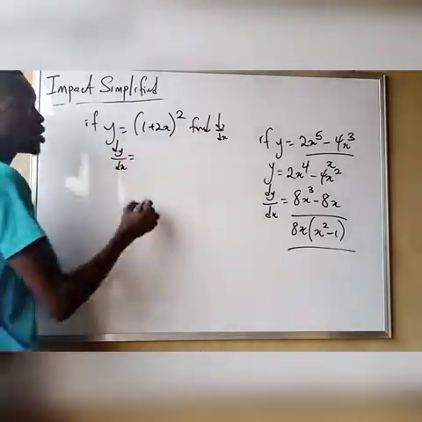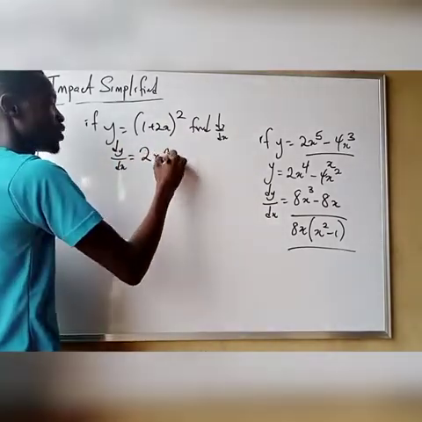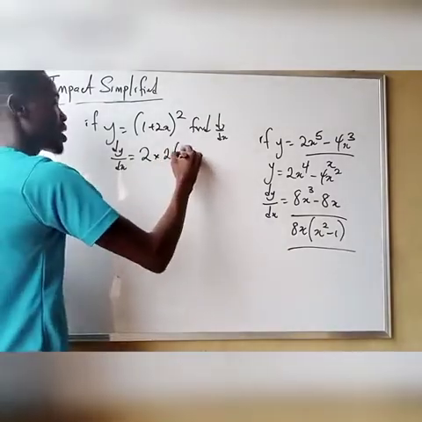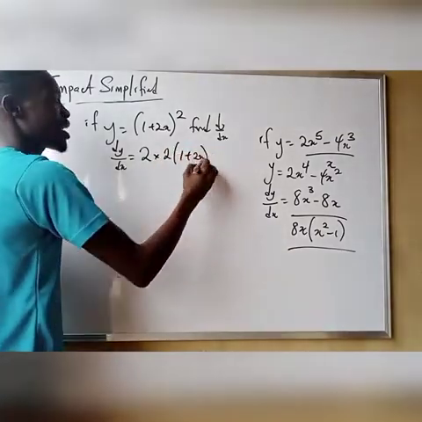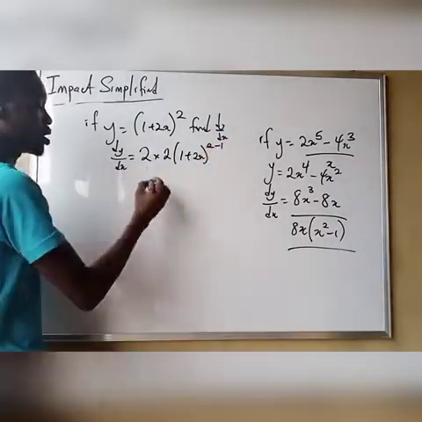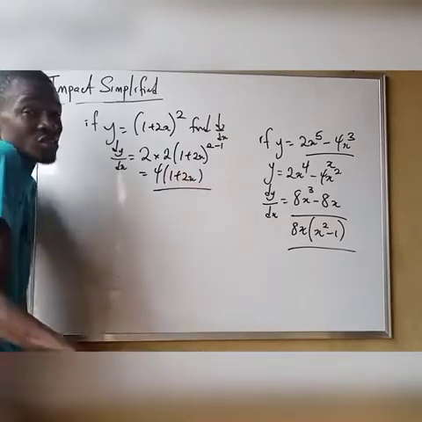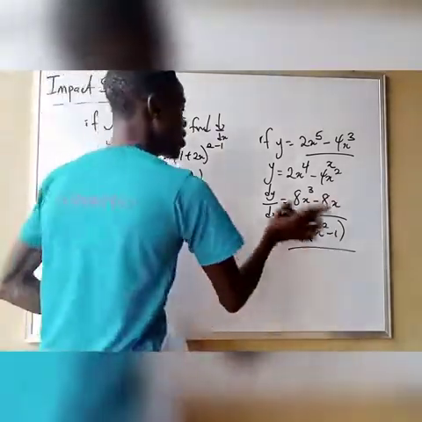What is your a? Your a is the differential of the bracket, that will give us 2, times n, which is the power, times x, which is the bracket itself, to the power n minus 1, that will give us 2 minus 1. And if you solve this, what do we have? 4 into 1 plus 2x. Do we get it? It's simple. So let's move on.